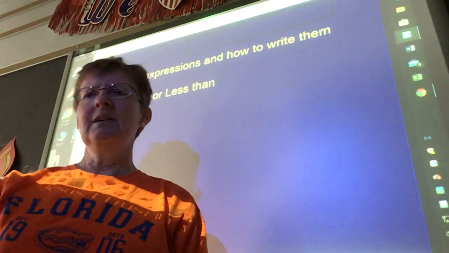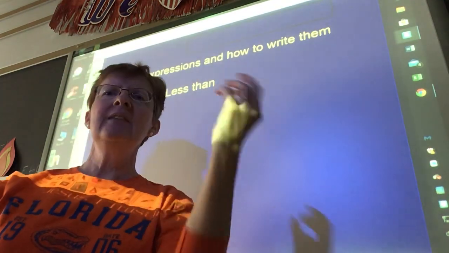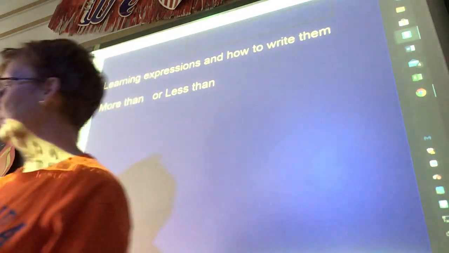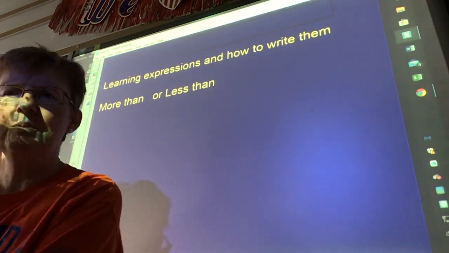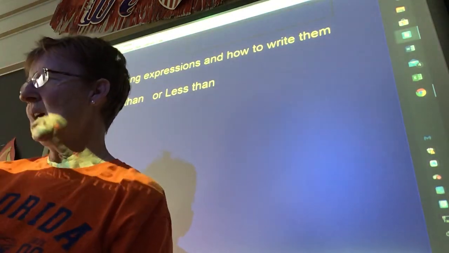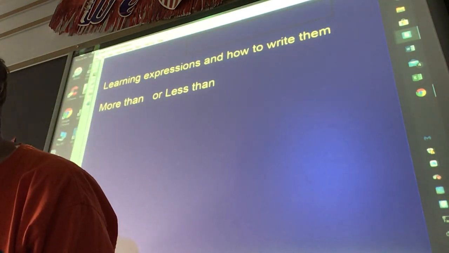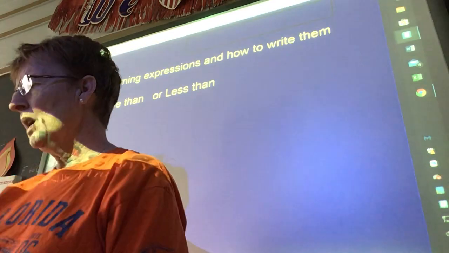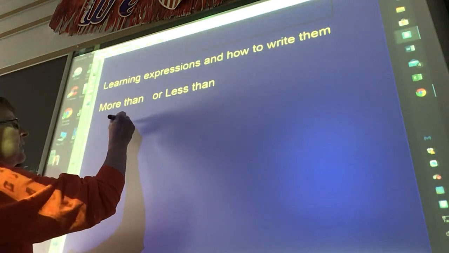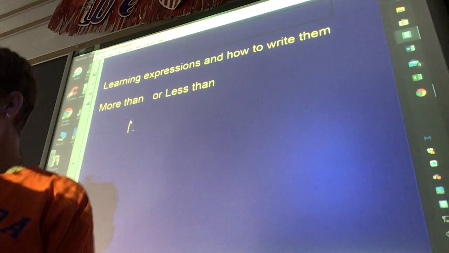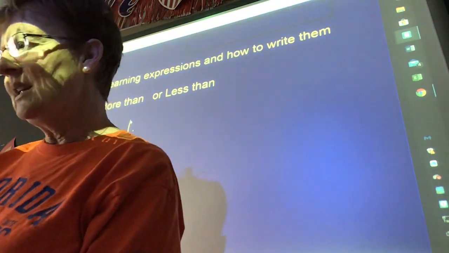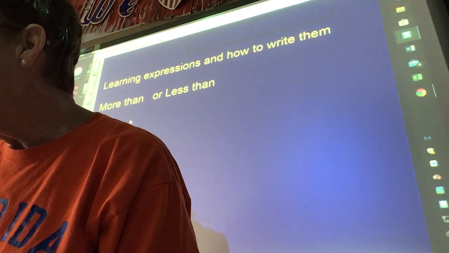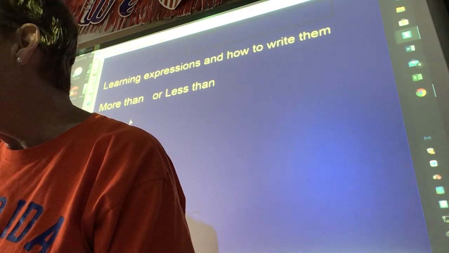So I'm going to do a couple of these with you, and then I'm going to ask you to do the rest of them. Let's look at a couple together from the book assignment. The book assignment is on page 302. We're going to look at number one. If you could get your book out and look at it, it says 12.5 more than a number n.